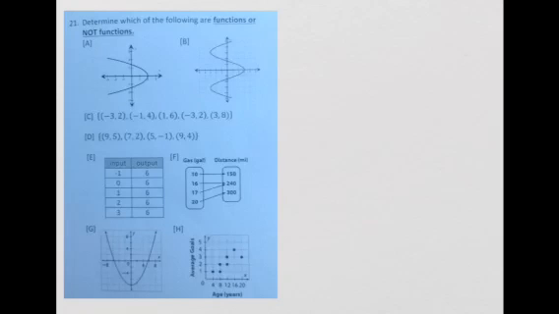Alright, so for number 21, it says determine which of the following are functions or not functions. So for graphs, remember we use the vertical line test to test and see if they're functions or not. So this one, you draw a vertical line and the line passes 2 points. So this is not a function. The letter B, draw a vertical line, and here you even have more points, right? 1, 2, 3, 4. And so this is not a function. I'm just putting the F, not a function.